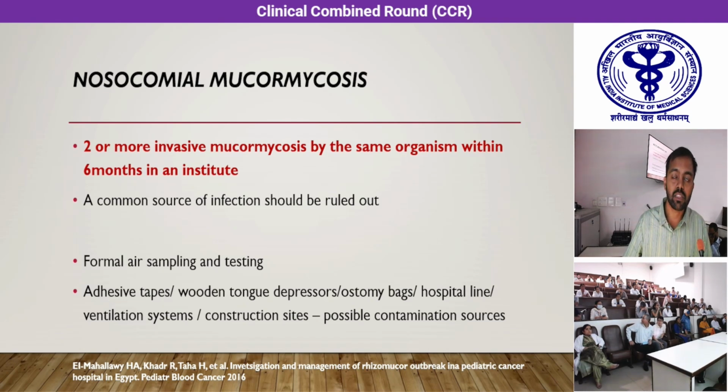So a common source of infection should be ruled out in the form of formal air sampling and testing: adhesive tapes, wooden tongue depressors, ostomy bags, hospital lines, ventilatory systems, construction sites. These are the possible contamination sources to be ruled out in the case of nosocomial mucormycosis.